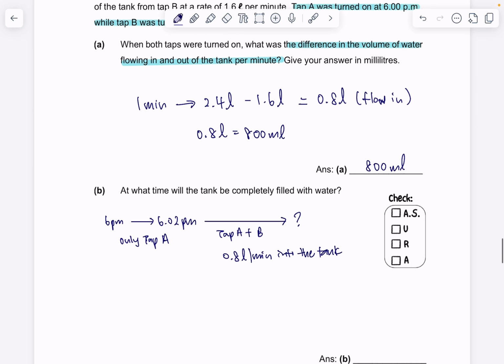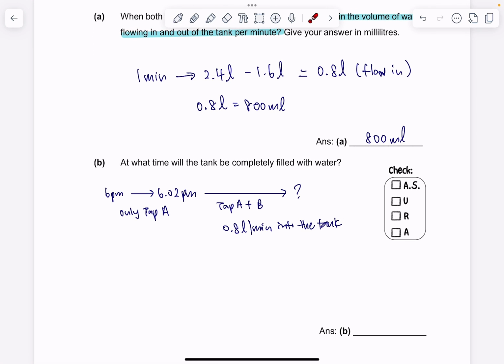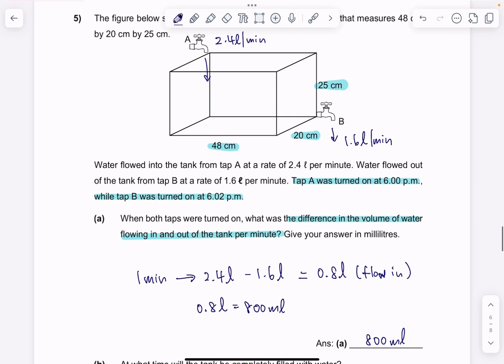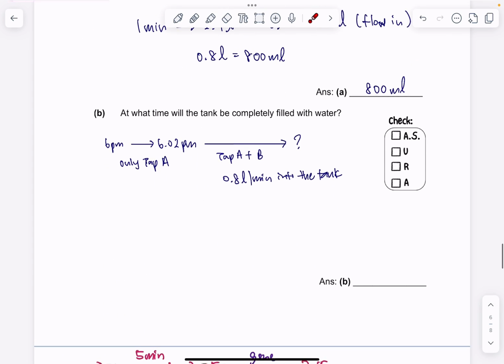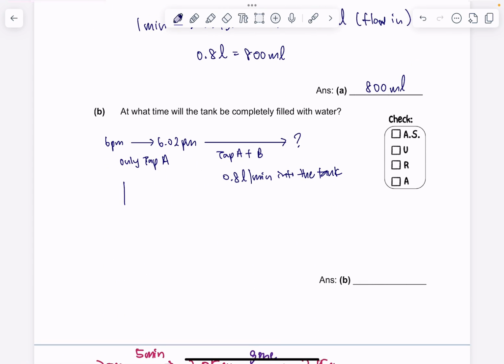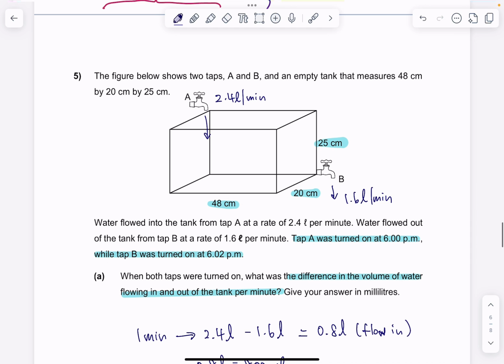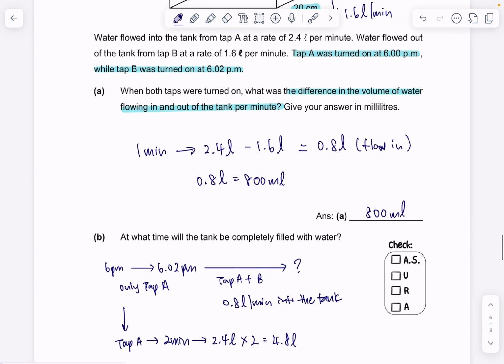Then we must first figure out what is this volume that we get from the first 2 minutes. So since tap A, over here we see that every minute you have 2.4 liters. So we have 2 minutes, 2 minutes, we have 2.4 liters times 2. That is 4.8 liters.